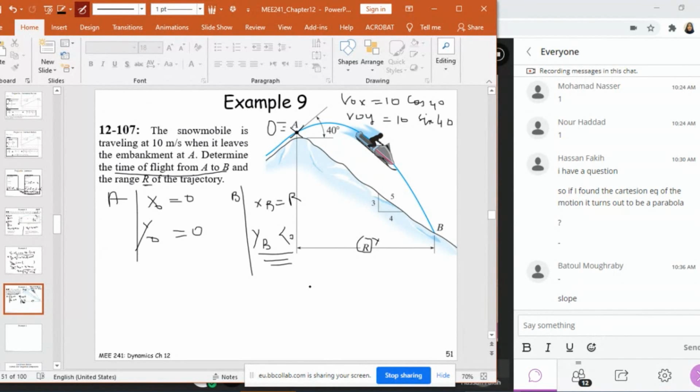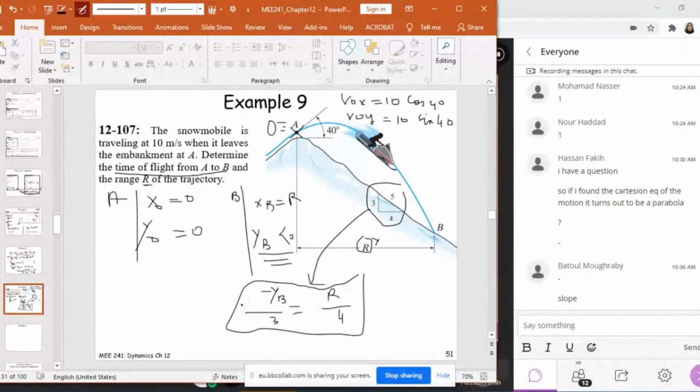The slope? Yes, you can say the slope. This one, this scale here. This scale can tell me that minus yb over 3 is equal to xb, which is R, over 4. Do you agree with me, guys? And why did I say minus yb? Because in fact, guys, this is a ratio. Since this is positive, I should have a positive sign here. So that's why I put a minus close to yb, because yb is negative.